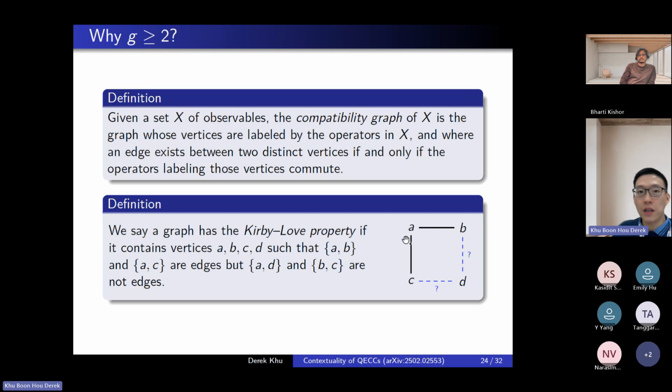Now I'll give a rough sketch of where this G greater than or equal to 2 condition comes about. To see this, we have to introduce a notion of a compatibility graph of a set of observables. The compatibility graph has the operators as vertices, and you draw an edge if two operators commute. We say a graph has the Kirby-Love property, because they introduced this property in their paper, if you have four vertices A, B, C, and D, such that A and B and A and C have an edge, A, D and B, C do not have an edge, and for the other two you can choose whether or not they have edges.